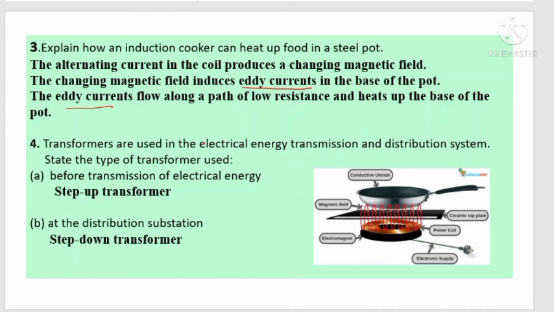Next, transformers are used in the electrical energy transmission and distribution system. In transmission, the transformer is a step-up transformer, from the power plant to the transmission cable. At the distribution substation, a step-down transformer decreases the transmitted voltage to the required value at the points or stations.